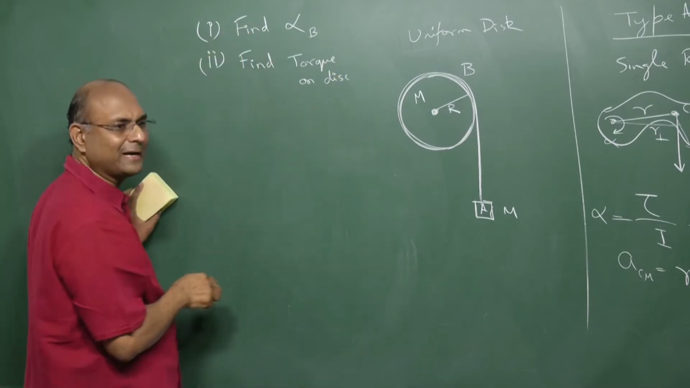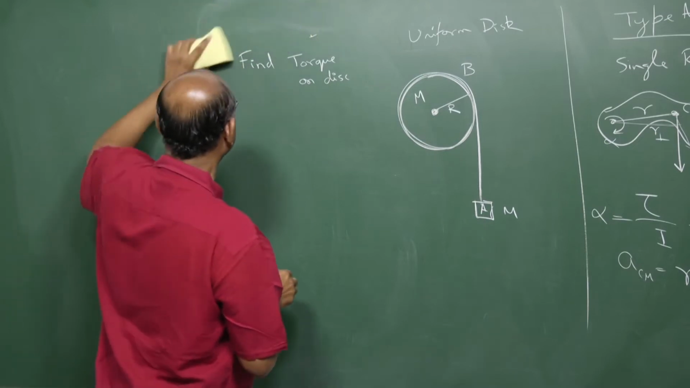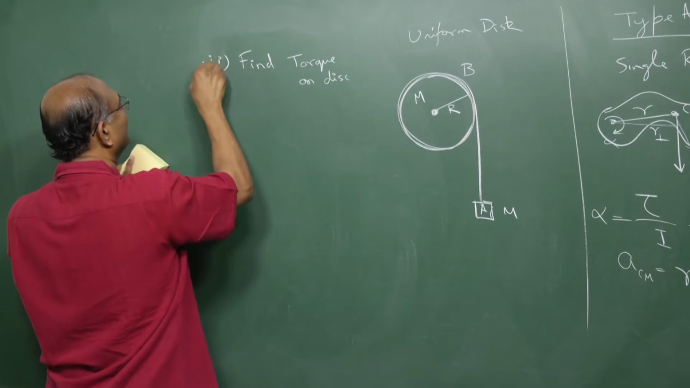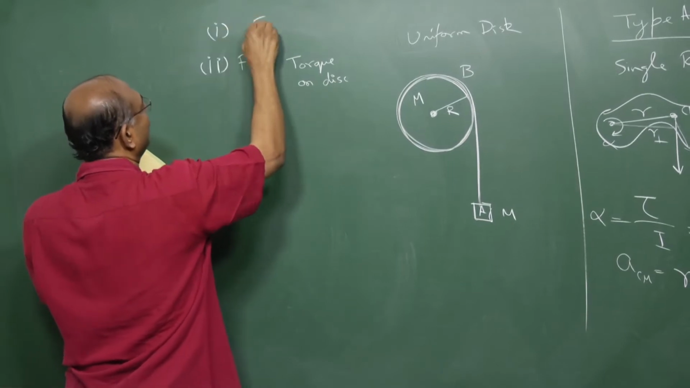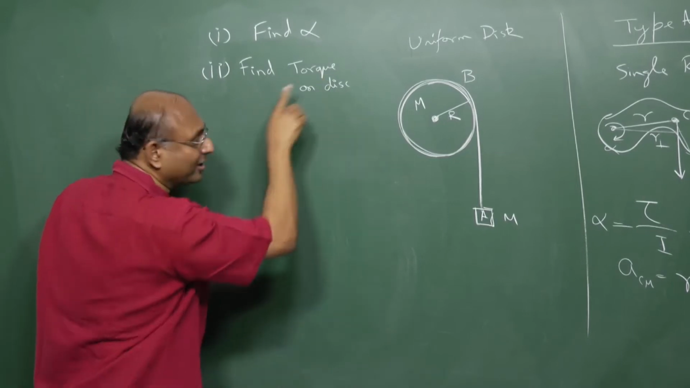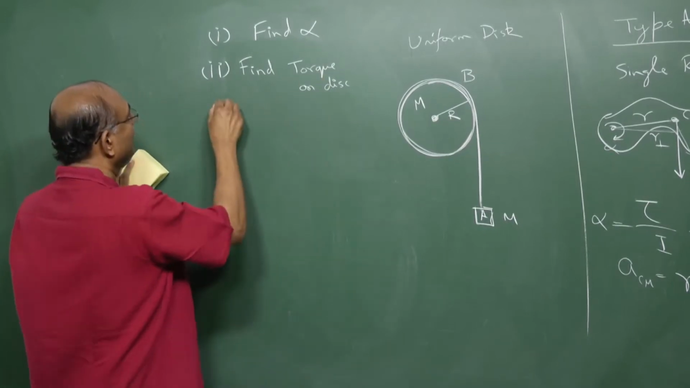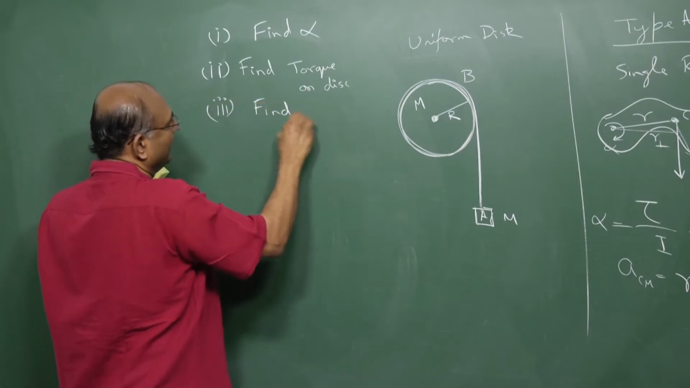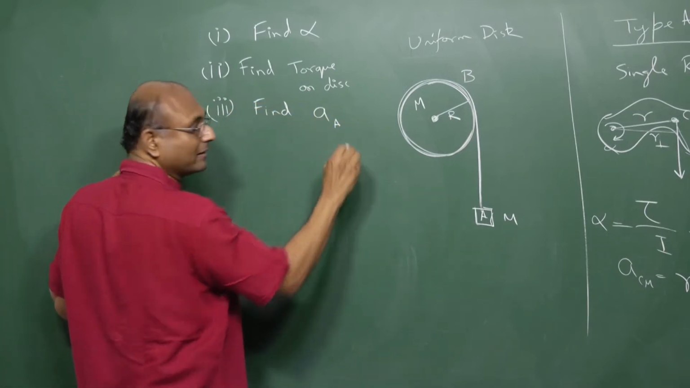Shouldn't I do that before I find alpha? Yeah, so let's make that question 1. Actually, no. You can do 1, 2, it doesn't matter which way we do. Find alpha is the first question. Find the torque on the disk is the second question. Third, find the acceleration of block A.